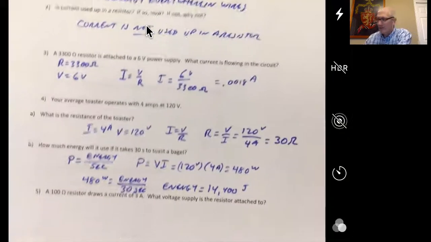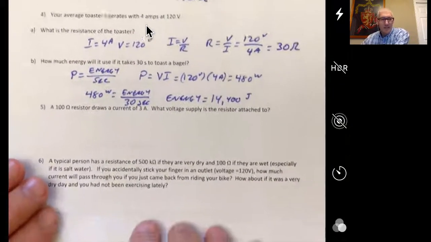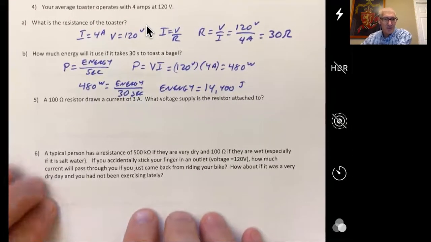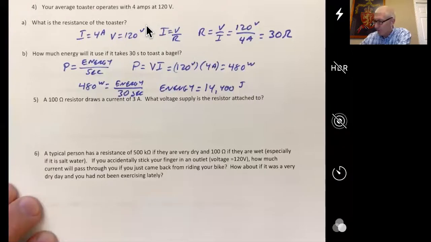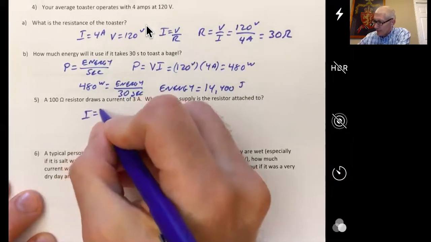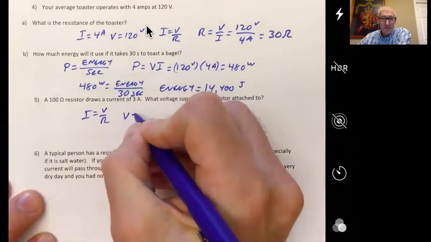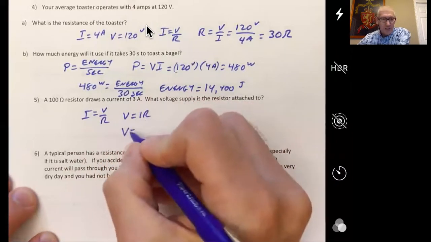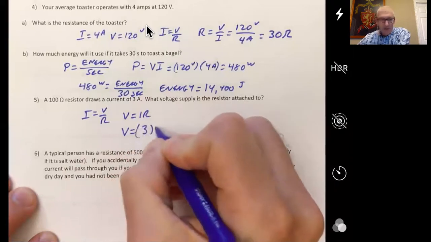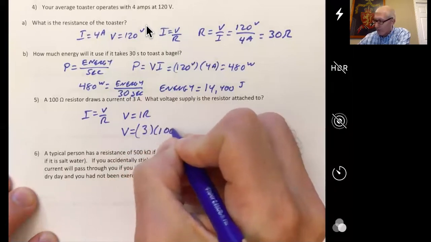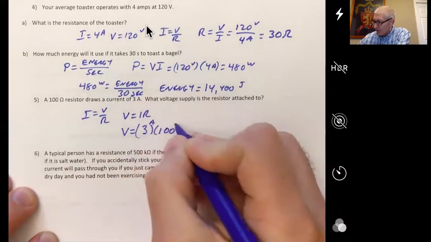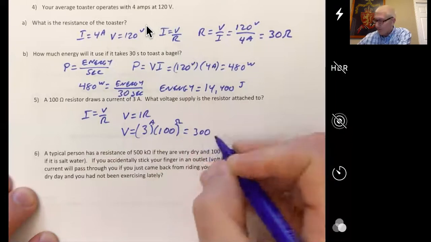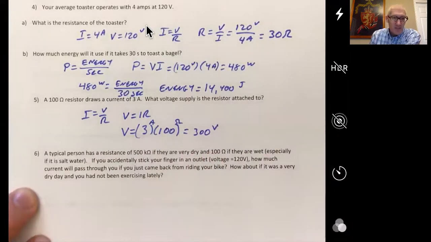Okay, let's scoot this up a little bit. So 100 ohm resistor, so I've got a resistance and I've got a current. Let's find the voltage. Taking I equals V over R and just rearranging it, V equals IR. And so voltage is equal to 3 amps times 100 ohms. And I'm going to put the units in here, I just got a little sloppy. 3 times 100 is 300, and then voltage is the units V.